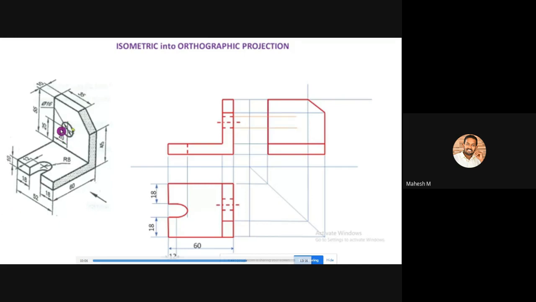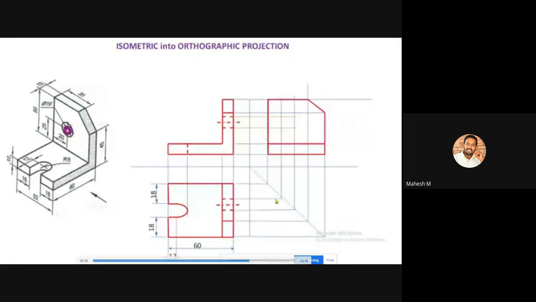So this circle is only visible on the side view. Okay, so what is the center point? The center point has a height of 25 mm from this edge. So this edge and this edge are the same edge. It is a common one. So if you're looking from the side view, it will look like a single edge, only one edge will be visible.